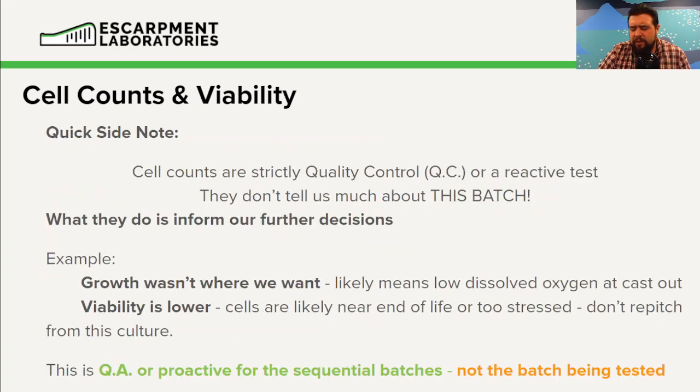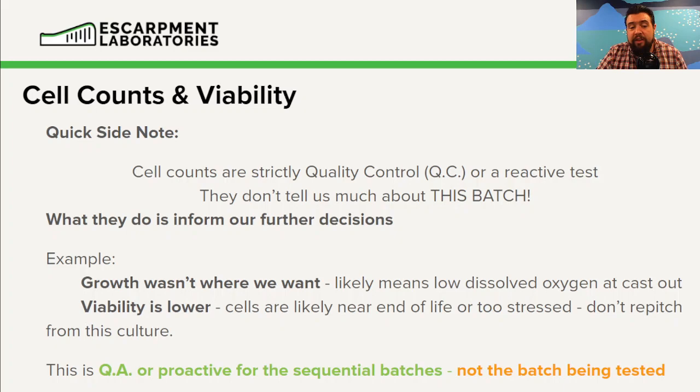Now, a quick side note, and this is just a follow-up to the cell counts. Cell counts are effectively strictly quality control or a reactive test. They don't tell us much about this batch. Now, obviously, if we're 24 or 48 hours in, those do. Those will tell us a lot. If I know that 24 hours in, my yeast cells aren't doing what I want them to, that's proactive because I can fix it. What these cell counts really do is they tell us and inform us about further decisions that we can make. So we'll go into it.